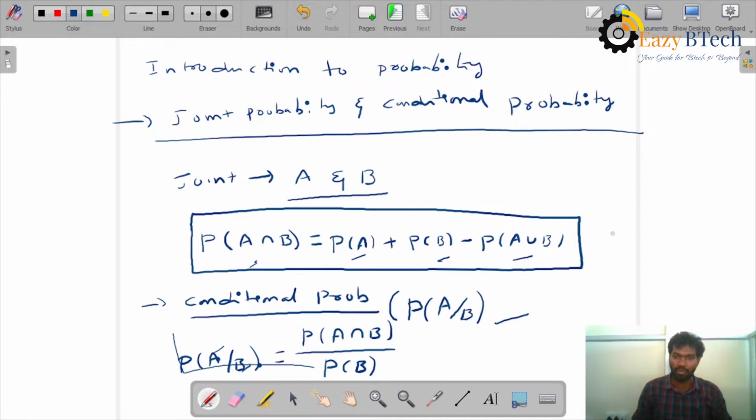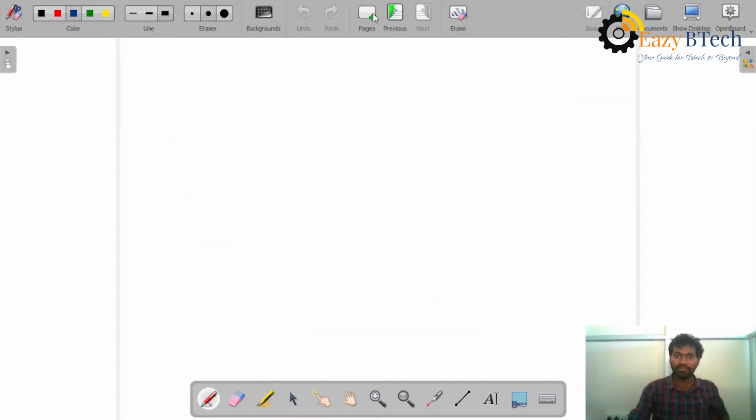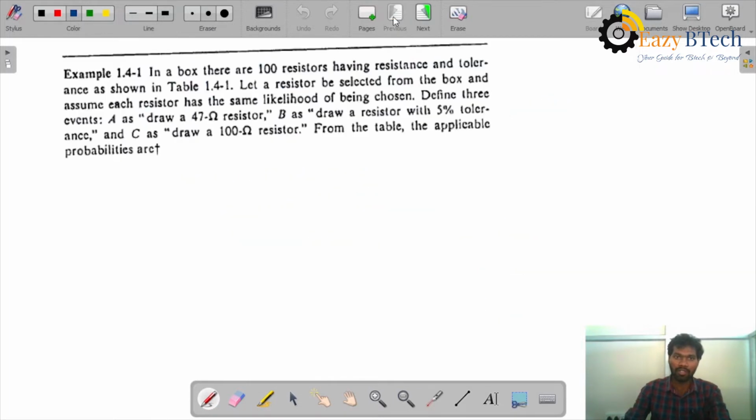To do problems, we should compulsorily remember these two formulas: one is joint probability and the other is conditional probability. Now moving on to the next one. We'll see some problems on this.